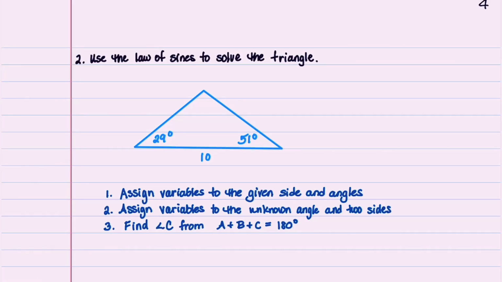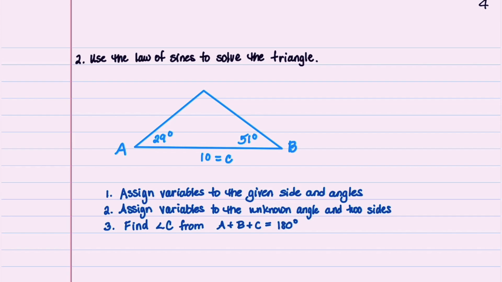In this video, I'm going to teach you exactly how to solve this angle-side angle triangle using the law of sines. We'll begin by assigning variables to our given sides and angles. We'll let the left angle be A, the right one be B, and then the side length is going to be opposite our angle C, so that is equal to small c.